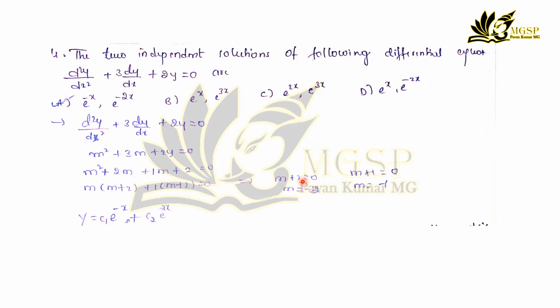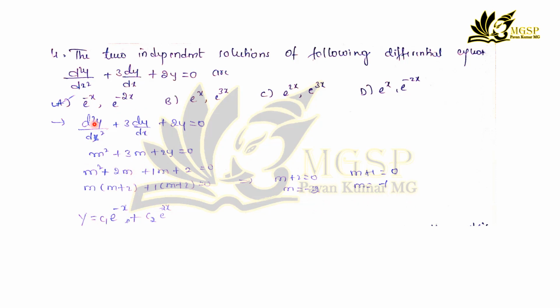Let's go to question number 4. The two independent solutions of the following differential equation. Here the equation is missing. d square y by dx square plus dy by dx plus 2y is equal to 0. We have to solve the differential equation and find the roots. The roots come out to be m is equal to minus 2 and m is equal to minus 1, because the sum of these terms and their product should match, so (m plus 1)(m plus 2) is equal to 0.